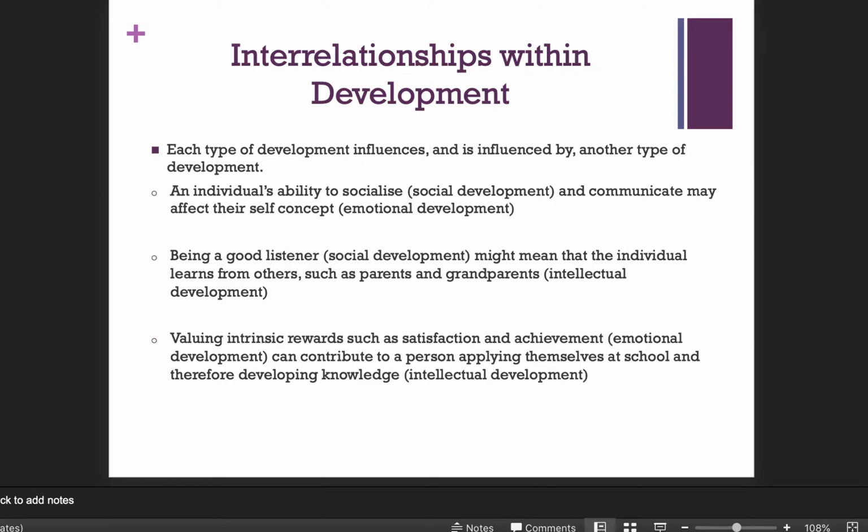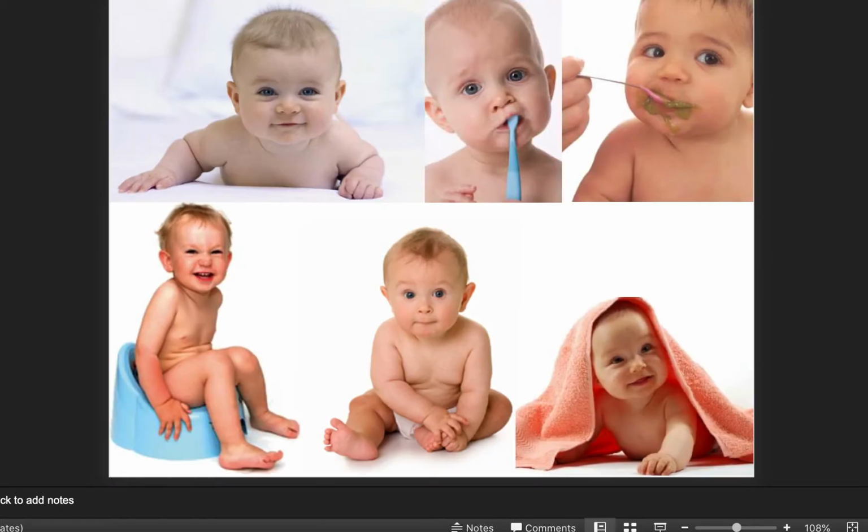This happens because we experience different people showing emotions in different ways, and we start to understand that's a way I could show that emotion. Or we understand, hang on a minute, that's a way I don't want to display this emotion. And that growth is actually showing development in both the social and the emotional area. So being a good listener in terms of social development means that you can gain intellectual development as well.